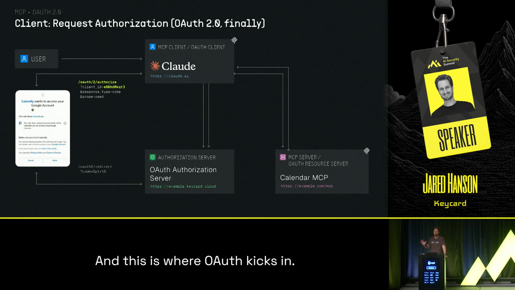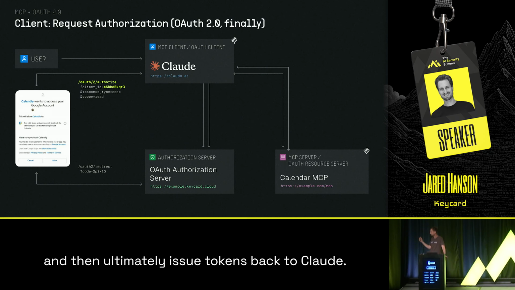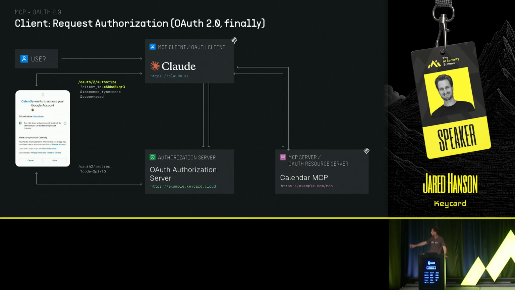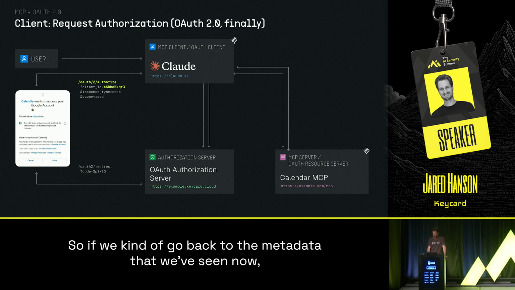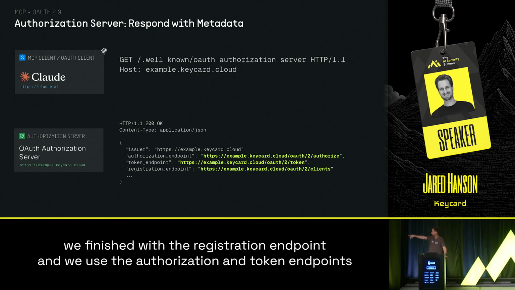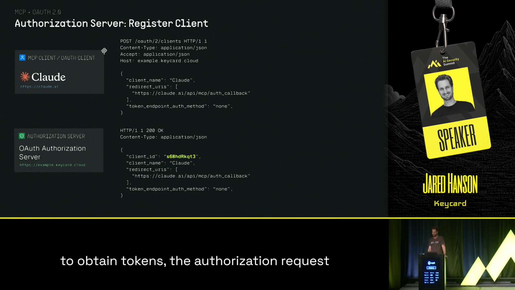And this is where OAuth kicks in. We do typical login and consent flows, and then ultimately issue tokens back to Claude. So that looks like this. There's another request. Now we're back to one thing to note here. Now we're using the authorize endpoint. So if we go back to the metadata that we've seen, now we've finished with the registration endpoint, and we use the authorization and token endpoints to obtain tokens.